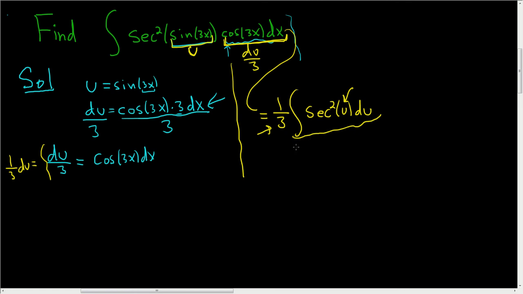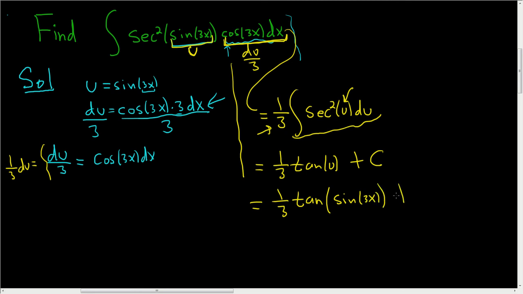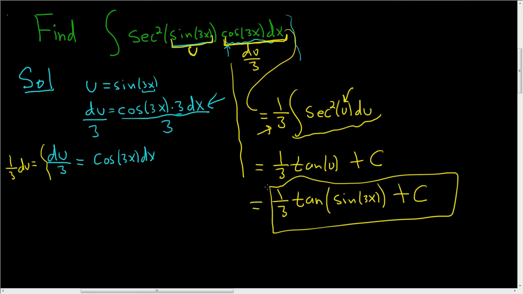When you integrate this, if you ever forget how to integrate this, just ask yourself, what's a function whose derivative is secant squared? Tangent. So this is 1/3 tangent of u plus c, which is 1/3 tangent, and u is sine 3x. It's the tangent of the sine of 3x plus our constant. And that is the answer. That's it.